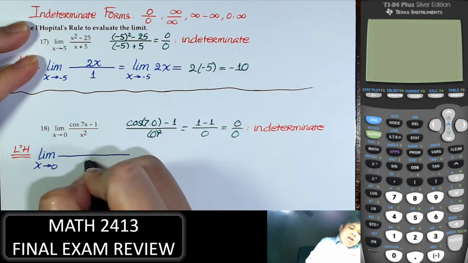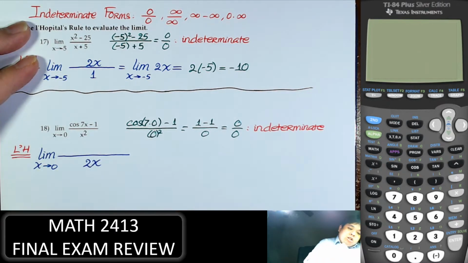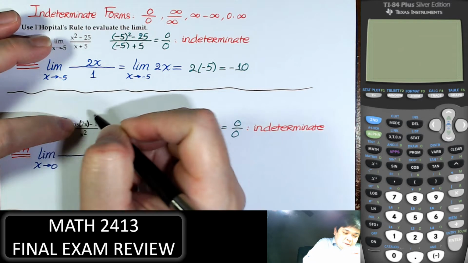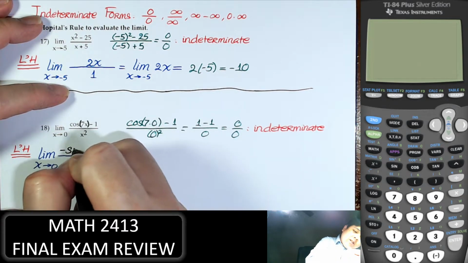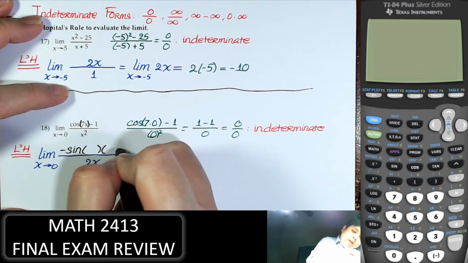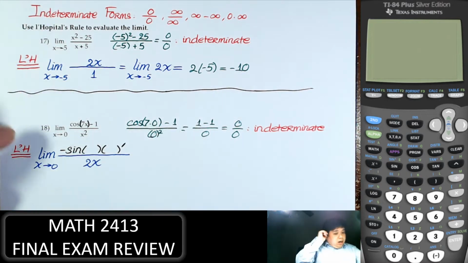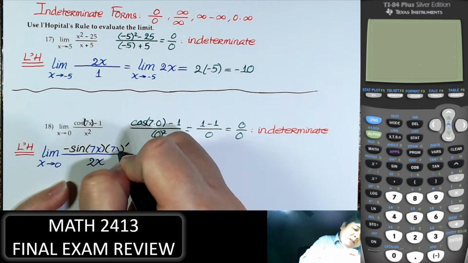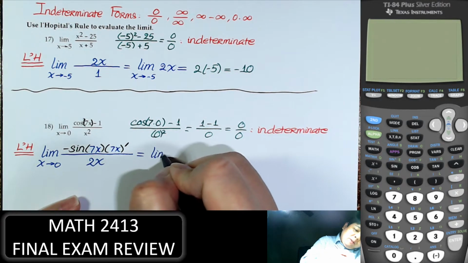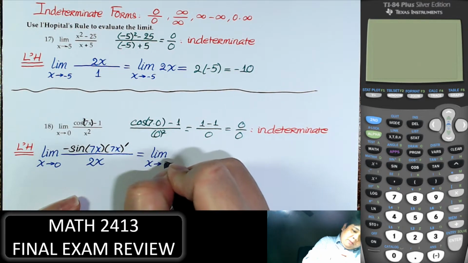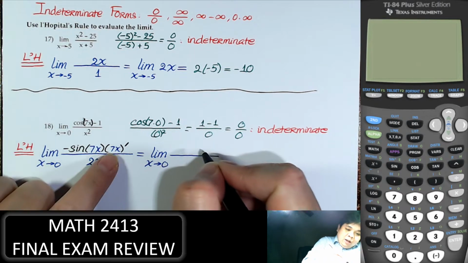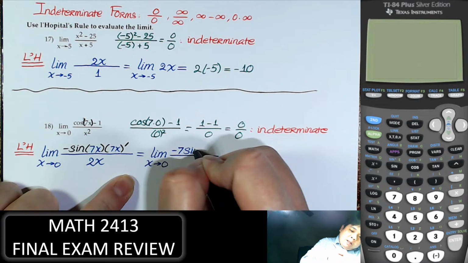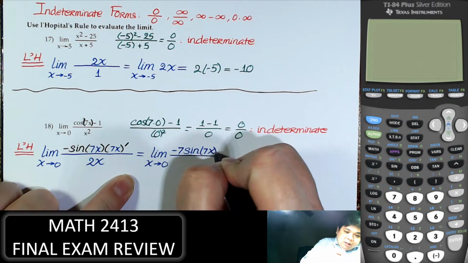Just take the derivative of the top divided by the derivative at the bottom, which is 2x. And for the derivative of cosine of 7x, I will use the chain rule. The derivative of cosine is negative sine, and then the derivative of the parentheses. The derivative of 7x is 7, so that gives us -7 sine of 7x over 2x.